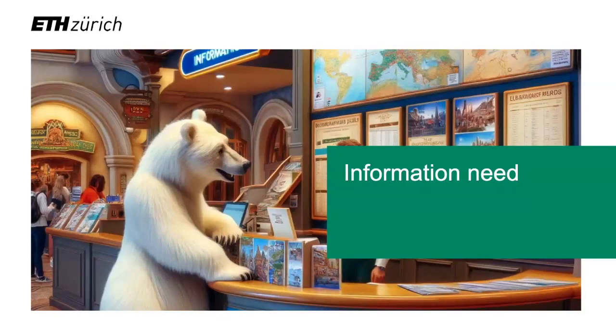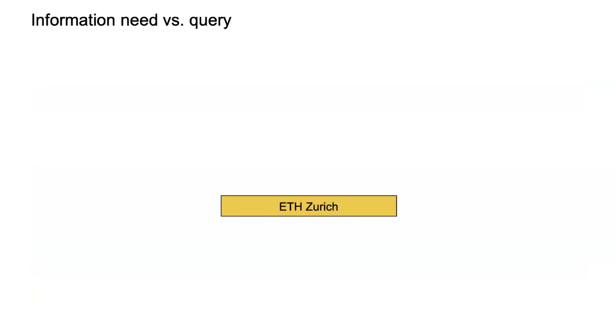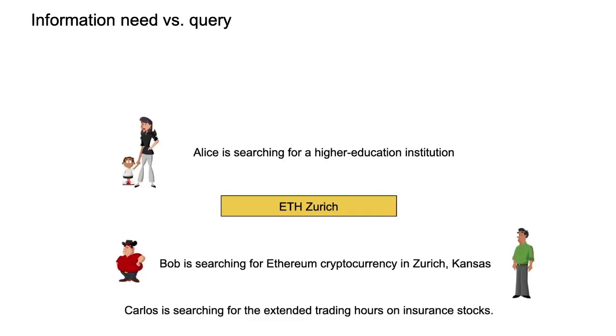So just to be clear, the difference between information need and query is that the query is what you type. It's the words that you type on your computer. And that might mean multiple things, right? If you type ETH Zurich, then maybe Alice is searching for a higher education institution for her kid, right? We see a lot of them actually in the Mensa now, so they're getting younger and younger. Or maybe Bob is searching for Ethereum cryptocurrency in Zurich, Kansas. Or maybe Carlos is searching for the extended trading hours, ETH, on insurance stocks, Zurich, right?